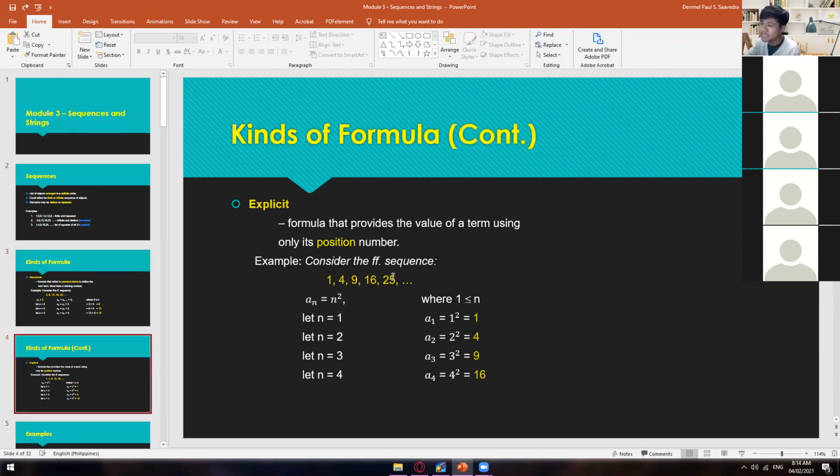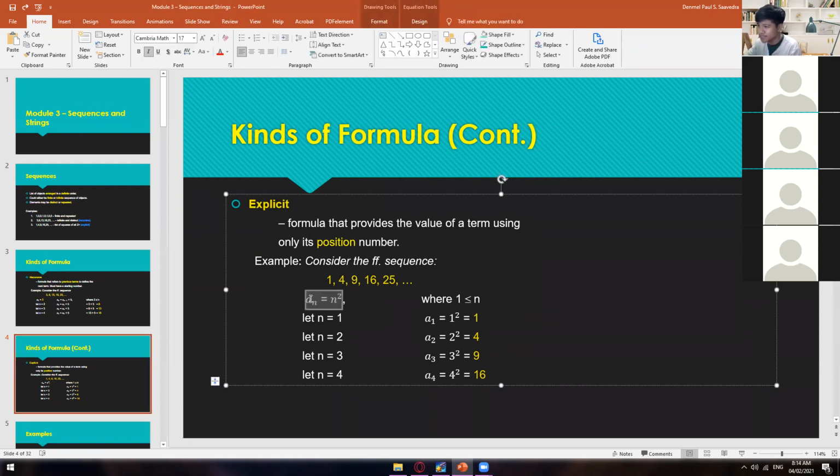All right. Next one is explicit. So this one is a formula that provides a value of a term using only its position number. Okay. So you don't need to know the past terms, what are the patterns, and so on and so forth. So in here, the formula is already given. Okay, so as long as you know the formula, which is, for example, this one, n squared, and then you know the range, the starting up to the end.